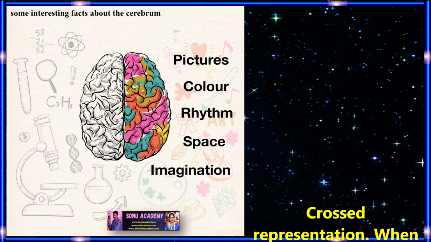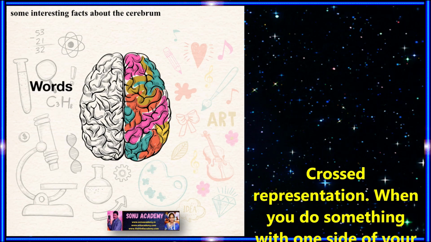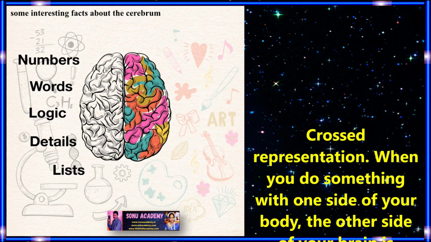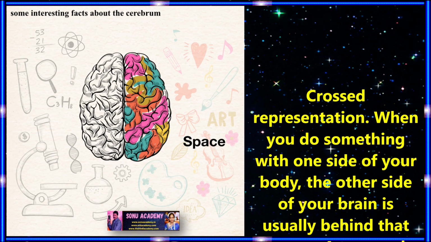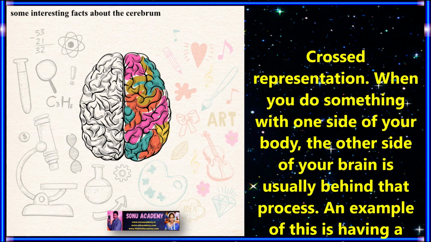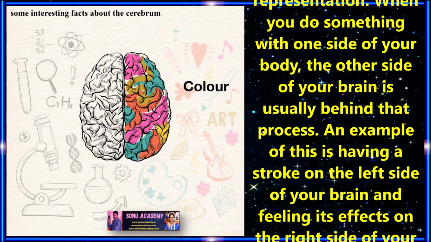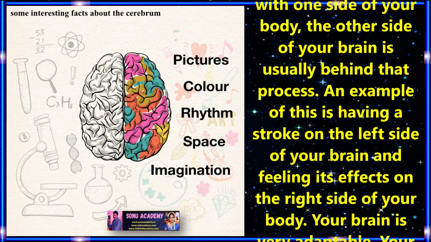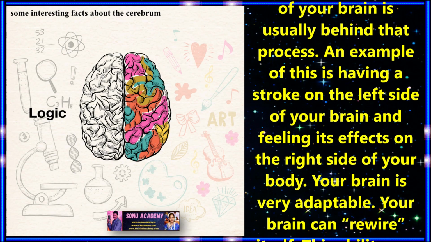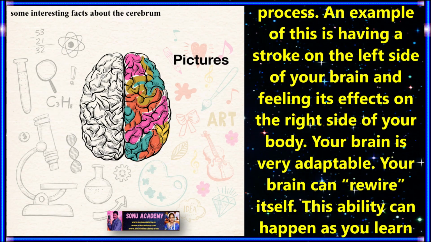Children, let us discuss some interesting facts about your cerebrum. The first one is cross representation. When you do something with one side of your body, the other side of your brain is usually behind that process. An example of this is having a stroke on the left side of your brain and feeling its effects on the right side of your body.